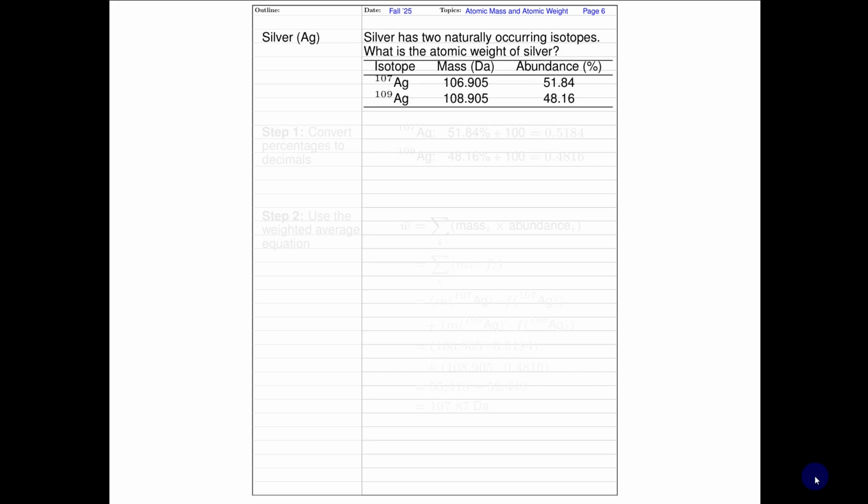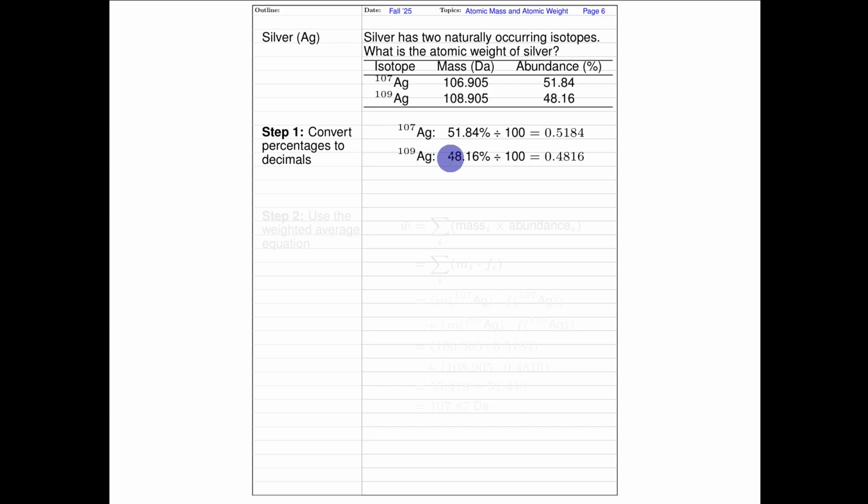Now let's work through some chemical examples. Say we're given this question. Silver has two naturally occurring isotopes. What is the atomic weight of silver? First thing to do is take note of the information that we've been provided with in the question. We've been given the two isotopes, silver 109 and silver 107, the atomic mass of each isotope, and the percent abundance of each isotope. So the first thing that we should do is convert percentages to decimals so that we can work with them in the weighted average equation.